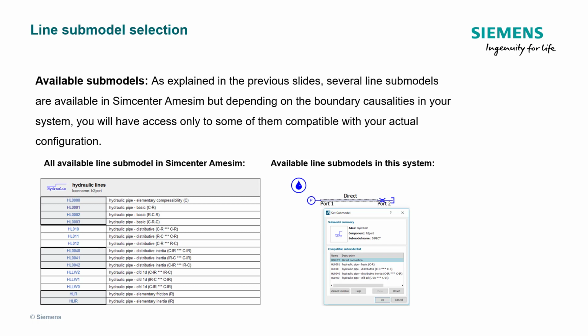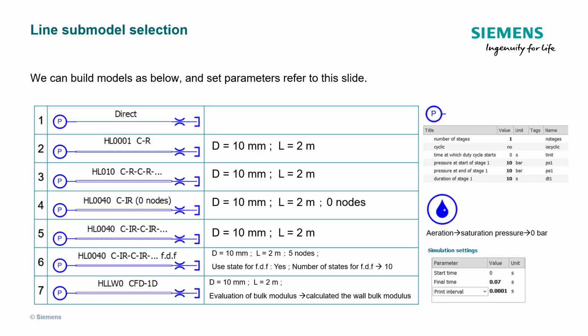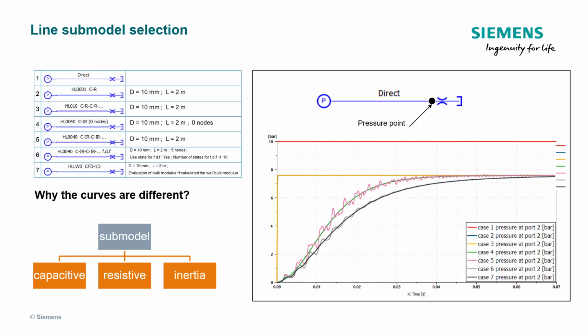In this model, there are 5 options we can choose. We can build models as shown below, and set parameters referred to this slide. Here we build 7 pipeline systems in one model, so we can compare the results conveniently. When we complete the model, we can run the simulation. Let's look at the simulation results. This picture is the pressure variable of the inlet of the orifice. We can find that the curves are different. The curves are different because capacitive, resistive or inertia effects can be considered by different submodels.